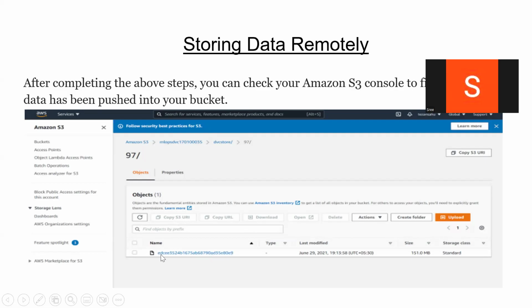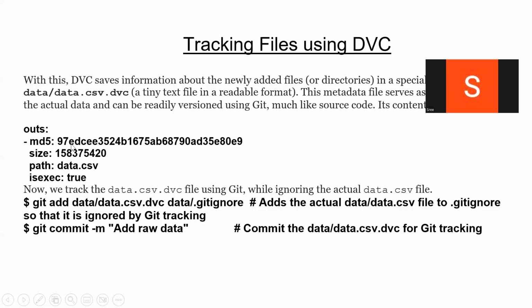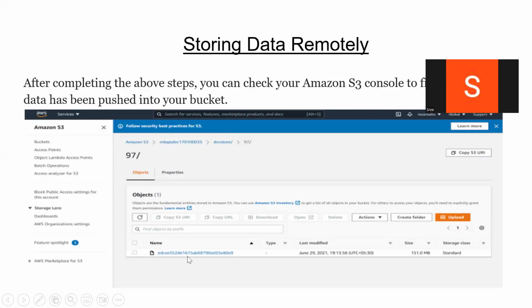Did you observe the name? 97 became a folder here in the S3 bucket. And then EDCEE35 is nothing but this one from here. This file has been moved to the S3 bucket. Did you observe that? Yes, sir. The same file, right?